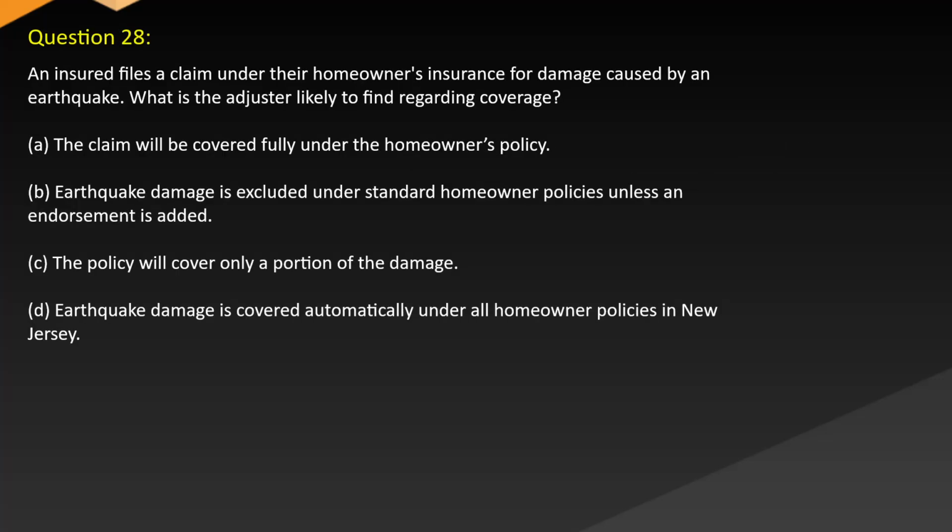Question 28. An insured files a claim under the homeowner's insurance for damage caused by an earthquake. What is the adjuster likely to find regarding coverage? A. The claim will be covered fully under the homeowner's policy. B. Earthquake damage is excluded under standard homeowner policies unless an endorsement is added. C. The policy will cover only a portion of the damage. D. Earthquake damage is covered automatically under all homeowner policies in New Jersey.